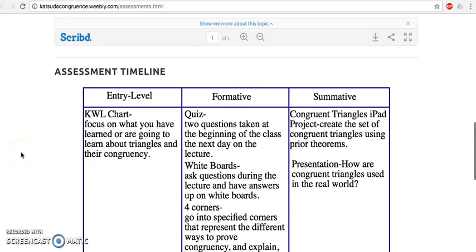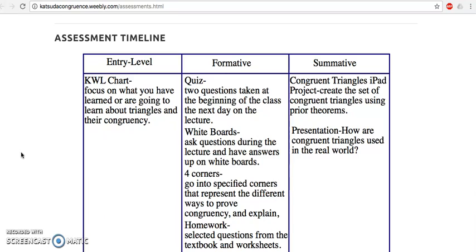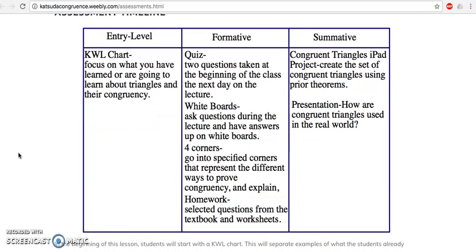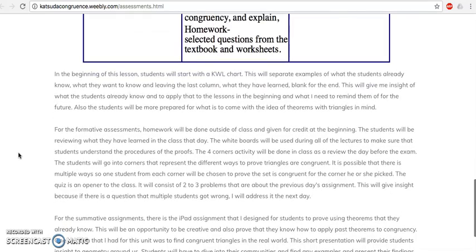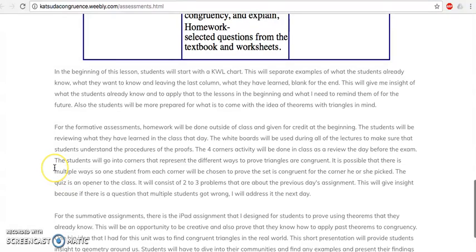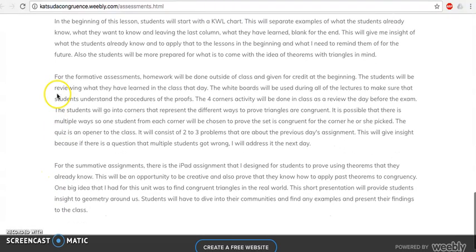Now the assessment timeline. The entry level is the KWL chart, which you'll find in my teacher lecture for lesson number 1. The formative is the quiz or the opener, whiteboards during class, 4 corners, which is one of the lessons, and also homework as well. Then the summative is the Congruent Triangles iPad project and the presentation. And lastly, right here is a 1-sentence summary about each of these assessments that you can find later.